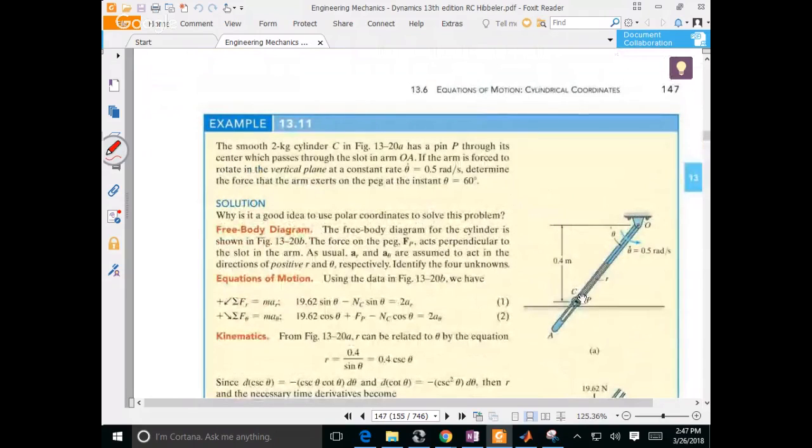So here's another one. Looks like he has a roller on the ground, and this thing is spinning around. Theta is 0.5, theta at 60. Wants to know at 60. Okay, a smooth cylinder passes through the slot AO, which is a little slot. You can kind of see it a little bit. If the arm is forced to rotate in the vertical plane, meaning it's just rotating like this, at a constant rate of that, determine the force that the arm exerts on the peg.